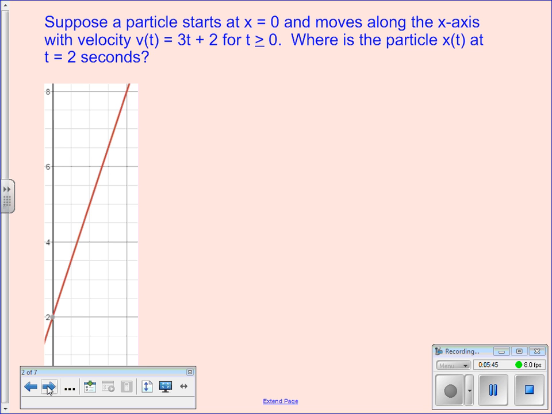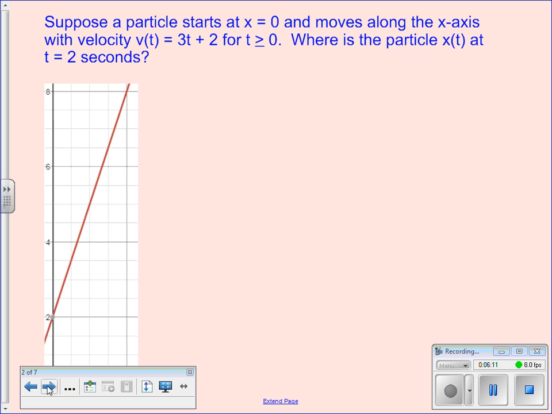Okay, this one's a little different. Same basic concept, though. I have a graph that describes my rate, an equation to go with that graph. The velocity of this object moving along the x-axis. By the way, this is a very common thing. A particle moving along an x-axis is actually called rectilinear motion.